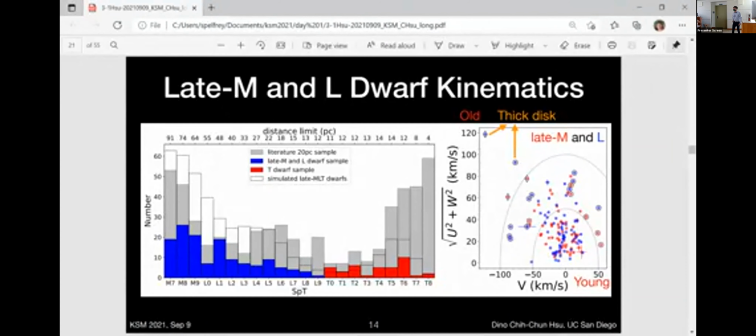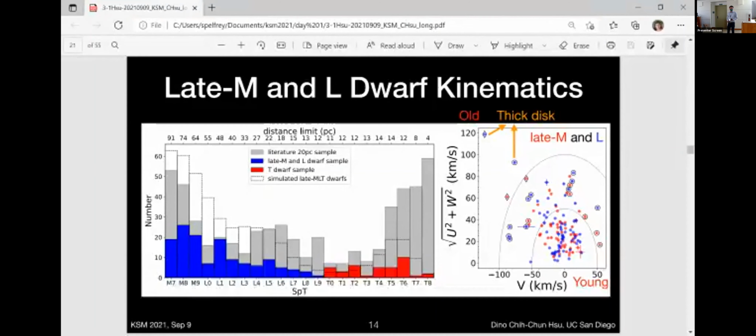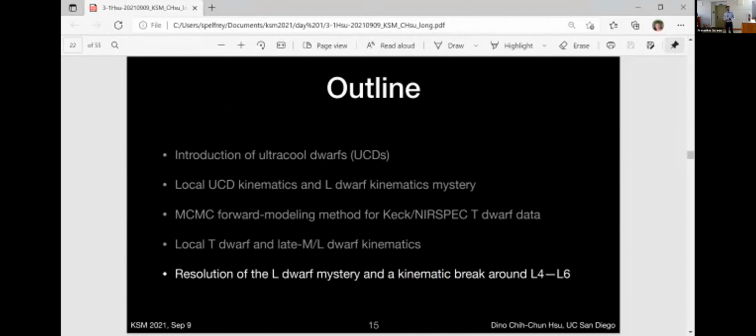Okay, nice. So again, just a recap. Here's the same summary diagram, but just for LAMs and L dwarfs. There's a bunch of kinematically older L dwarfs in the sample, labeled in the circles and thin diamonds. About 8% of the L dwarfs are thin disk sources and thick disk sources. Let's fill the puzzle together.